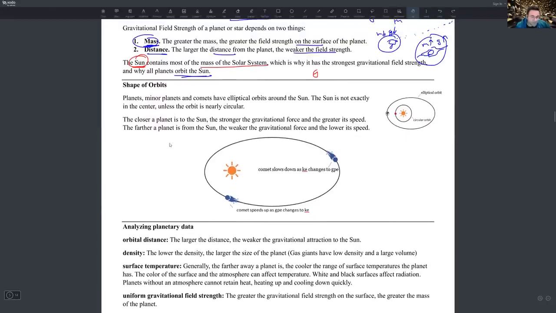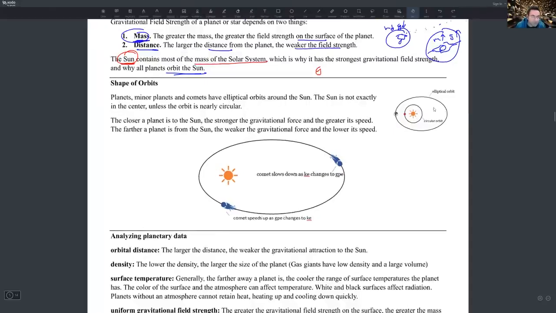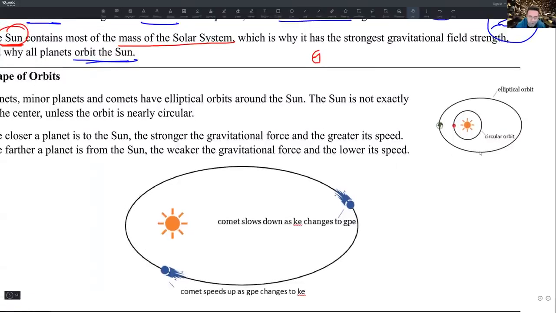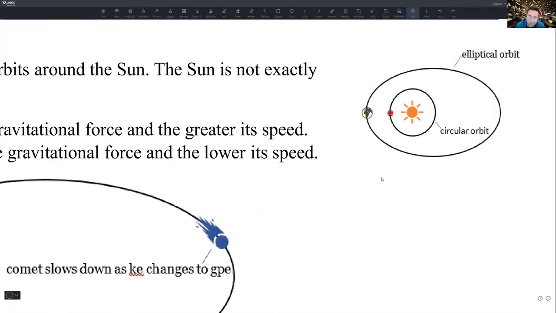Now, Ahmed asked me earlier, do planets orbit the sun in a circle? Not always. Some of them are almost a circle. A lot of them are not. Here's the thing, most of these planets, minor planets, comets, they all have what we call an elliptical orbit. So it's not a circle, it's like a squished circle. It's kind of like an oval. The center of it is not in the middle. It's actually shifted.